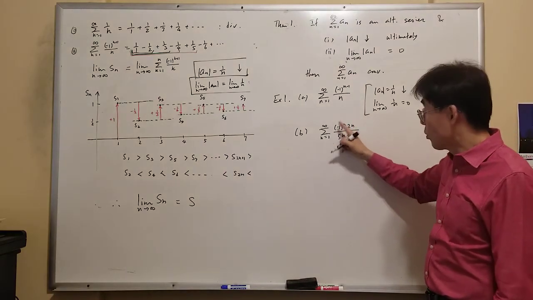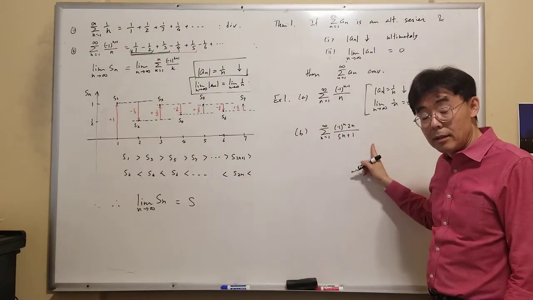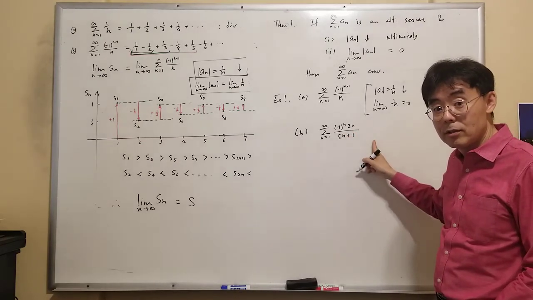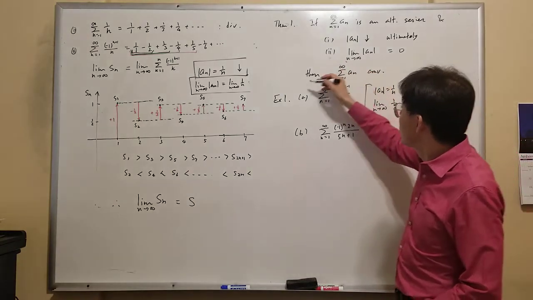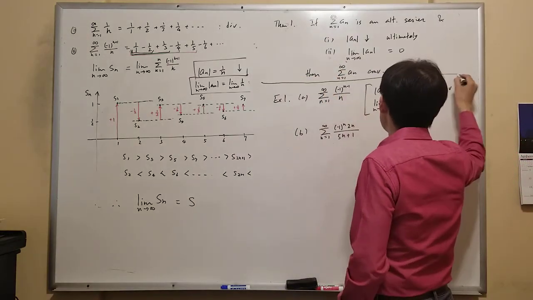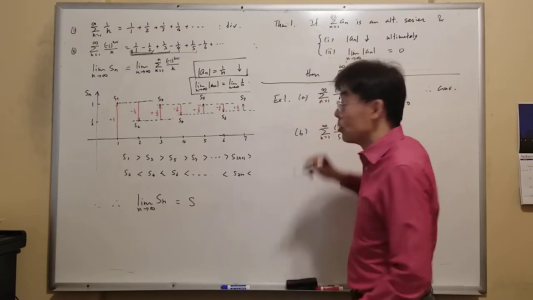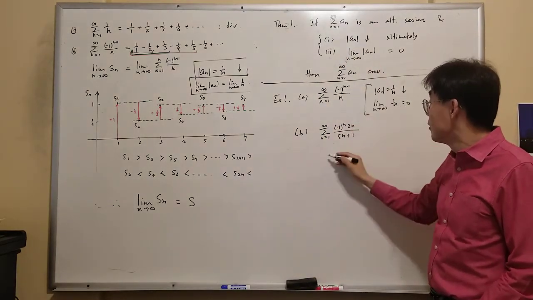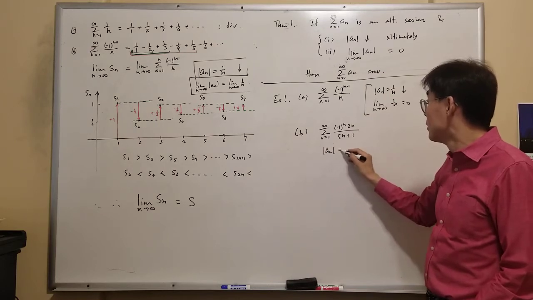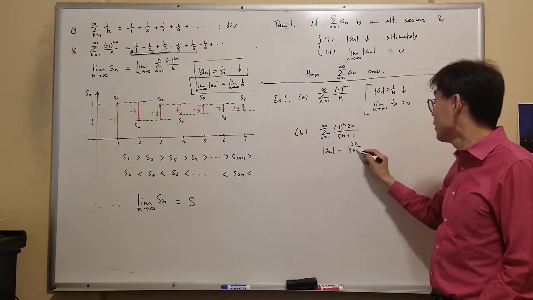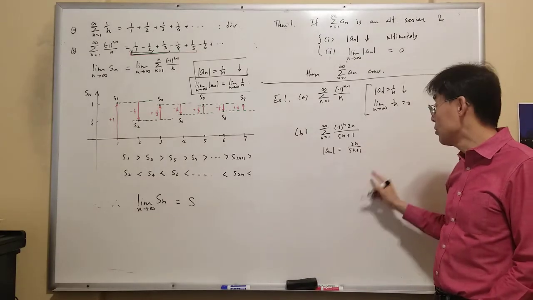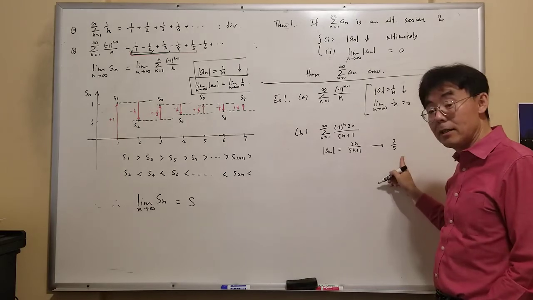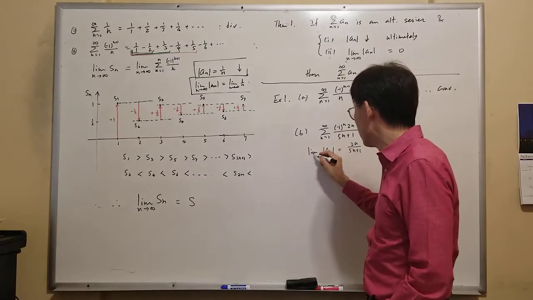Certainly this one is alternating. Now, just because it's alternating doesn't necessarily mean they're convergent. If you want to use the alternating series test, you have to check these two conditions, right? Now this one, what is this one? 2n over 5n plus 1 does not go to 0. It goes to 2 over 5, right? The limit of this one.